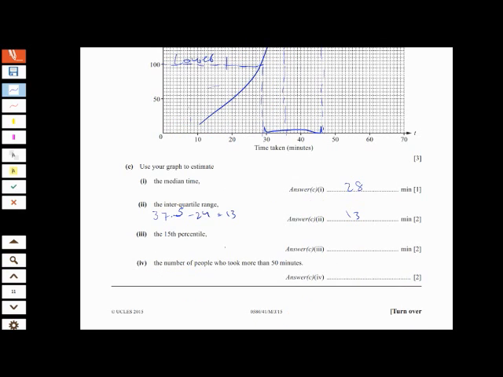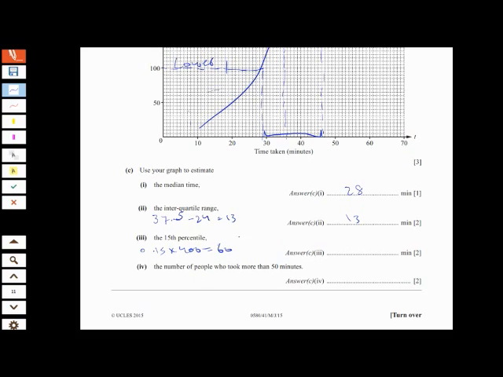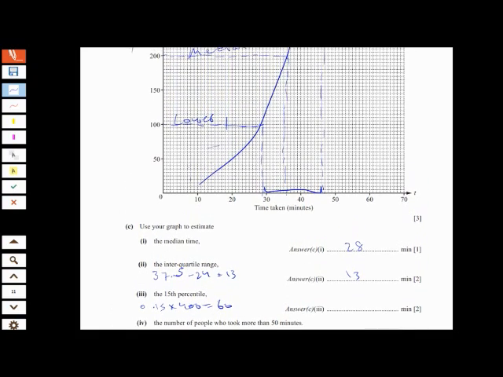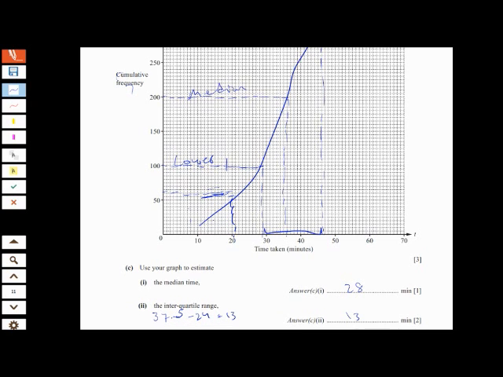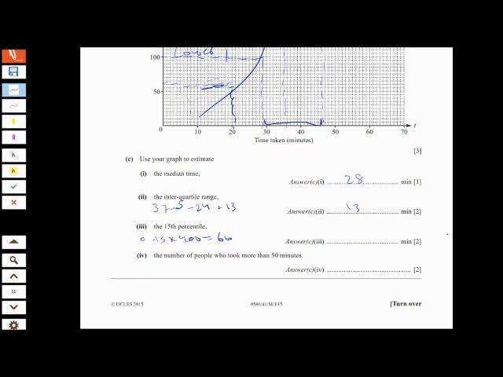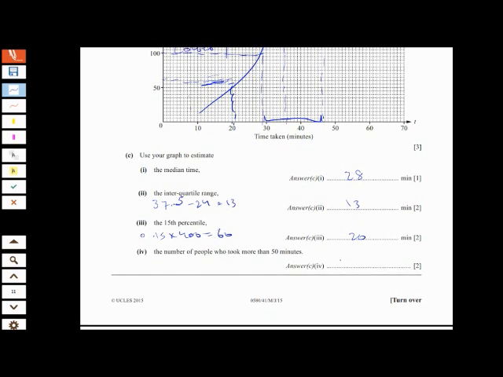Or that's 0.15 times 400, and you'd get 60. And now 60, you go to the cumulative frequency diagram, that 60 should be somewhere around here. Something like that. You draw a straight line until the time axis. That's your answer, 20 minutes. And now the number of people who took more than 50.